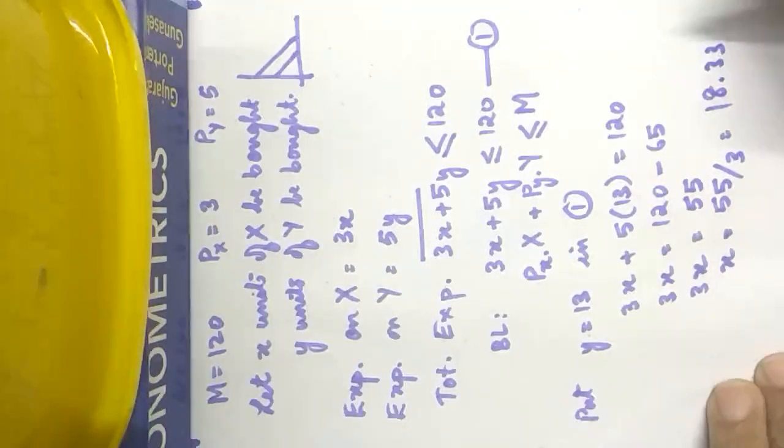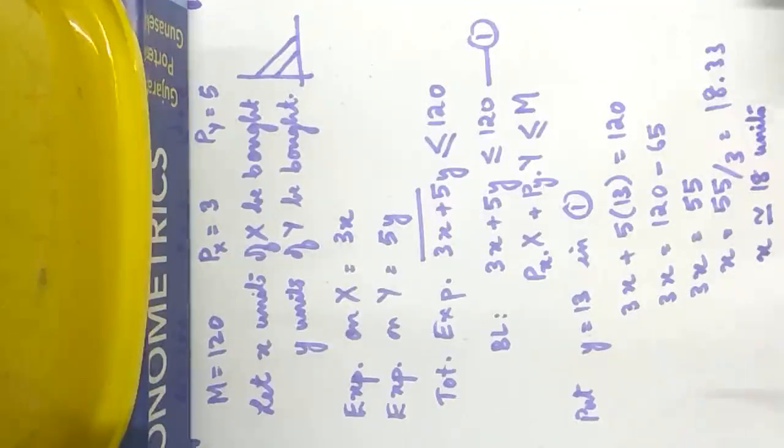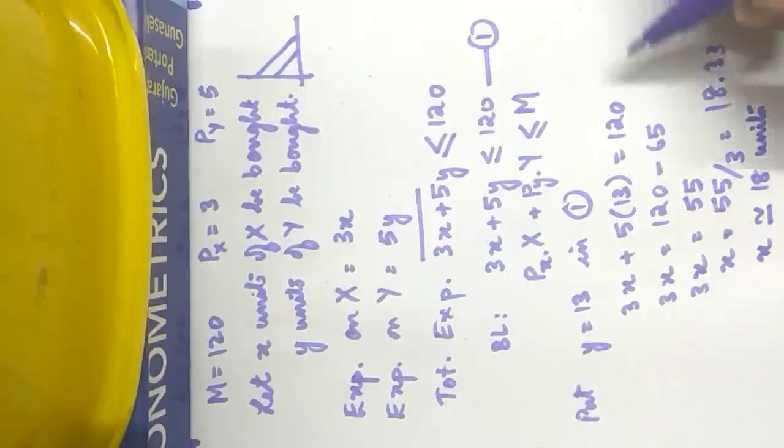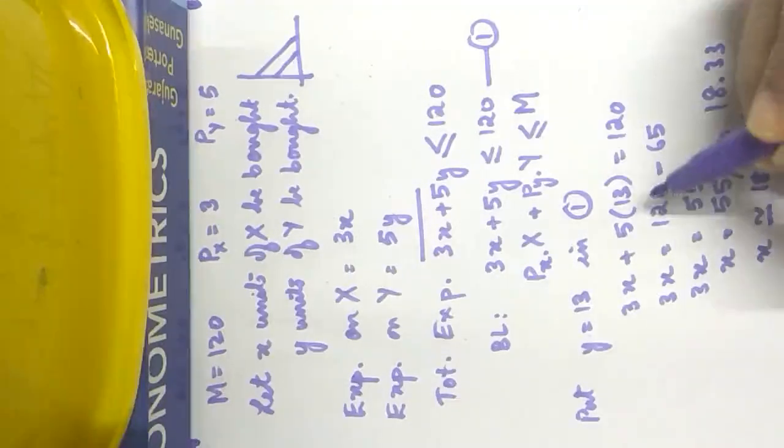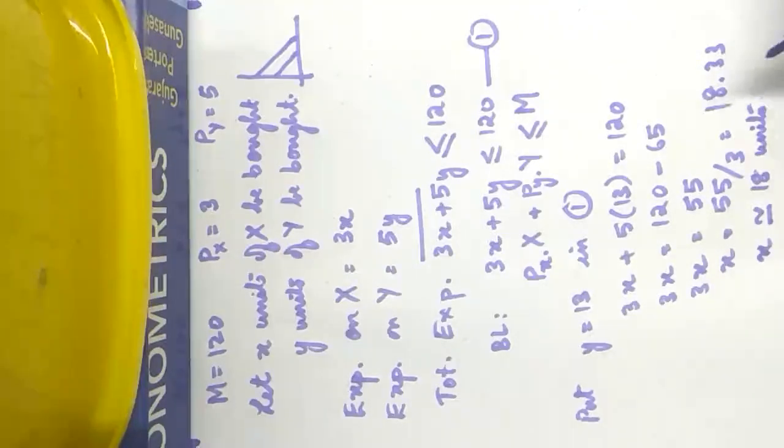18.33. Now since you cannot really purchase decimal units, we can write this as x is approximately equal to 18 units, which is the maximum that can be purchased given that our money income is 120 and we are already purchasing 13 units of Y, right? Just by chance, if something like this comes for the exam and you leave it at 18.33, don't worry, I will still give you the full marks.